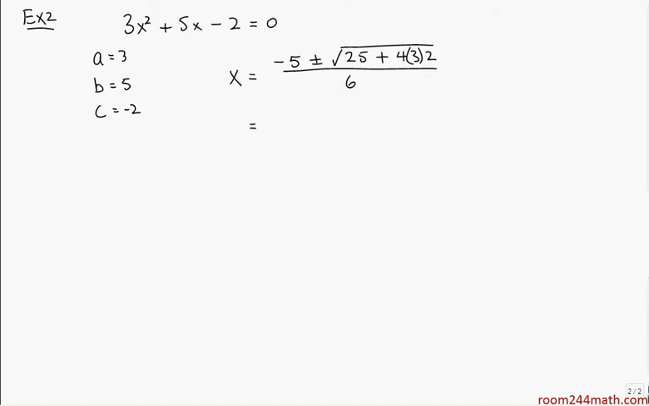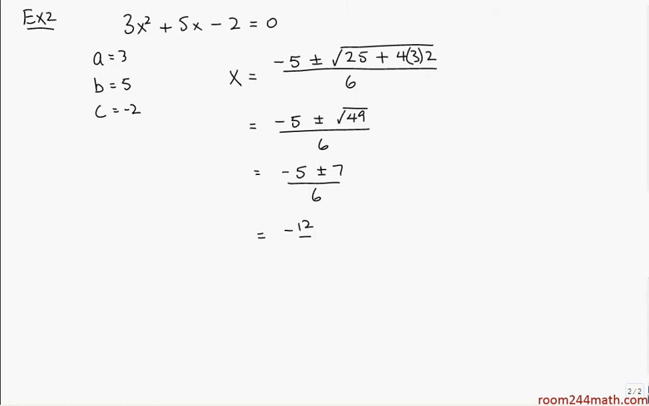So in the radical, we have 25 plus 4 times 3 times 2, which is 24. 25 plus 24 is 49. So it is minus 5 plus or minus root 49 all over 6, and root 49 is an integer, 7. So we have minus 5 plus or minus 7 all over 6. So again, because it's rational, there's no radicals floating around, we can simplify this quite easily.